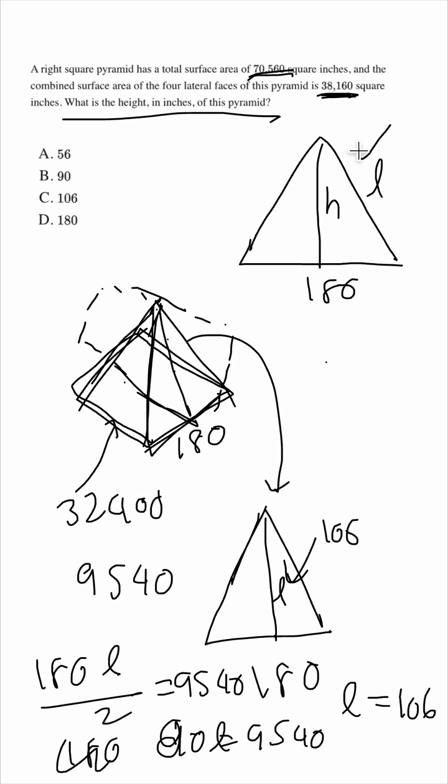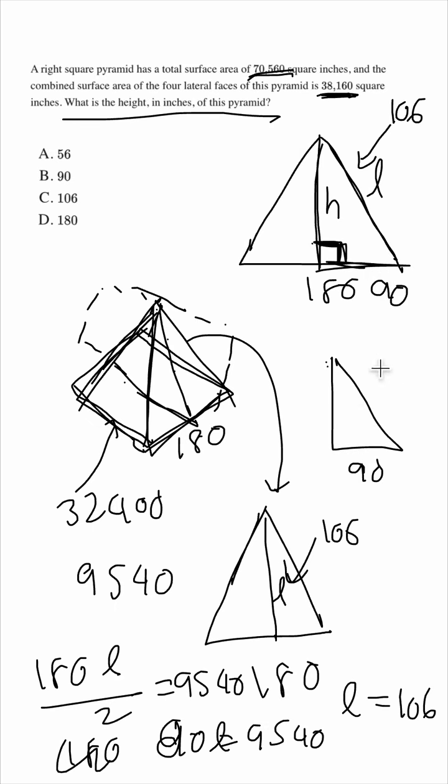Now we can just plug that into here. This is 106, and again, this thing right here is 90. We know this is an isosceles triangle because it's a right square pyramid. It's a square, so all the sides are the same, and all these triangles are also the same, so these lengths are the same, and that's how we know it's isosceles. The median of an isosceles triangle is also the altitude, so we know this is a right angle. And right here, I'm just going to draw this separately.